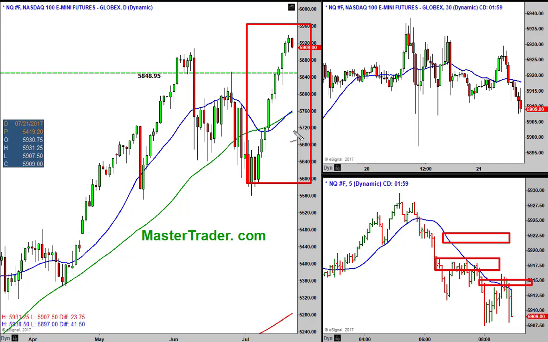Now, what do I mean by a fluid type of move? You get a bunch of green bars, meaning it closes above the open, near the high. It continues to do that. It opens near the prior bar's close, and it continues to do that and do that and do that, and it's getting extended away from the moving average. But in reality, it's getting extended away from any resistance area.